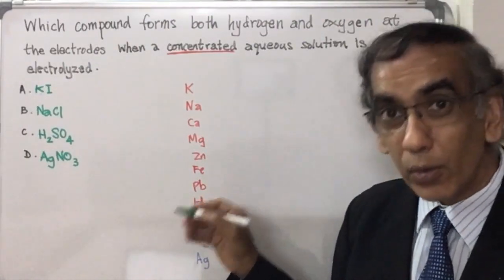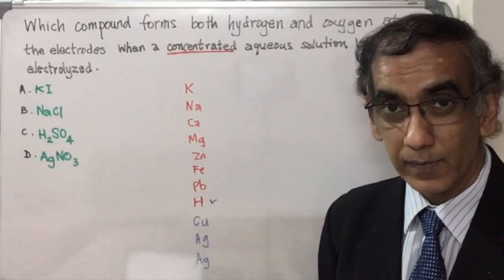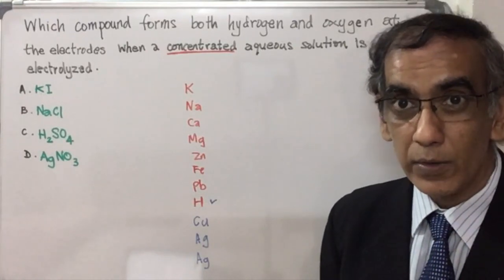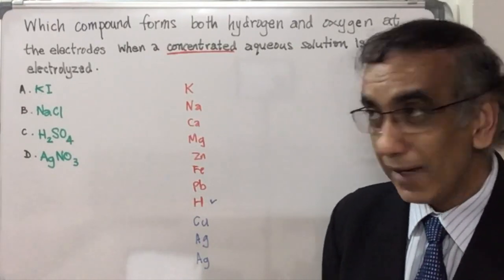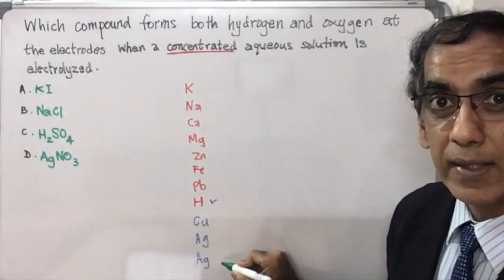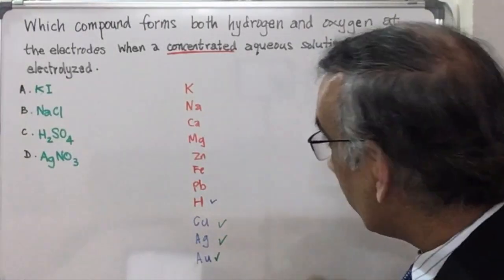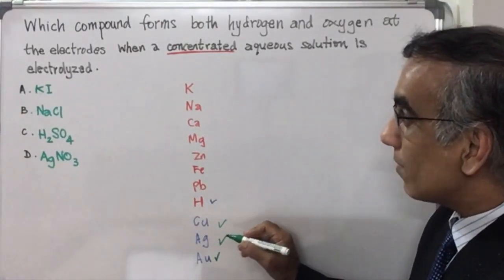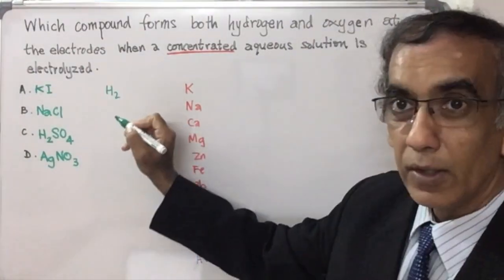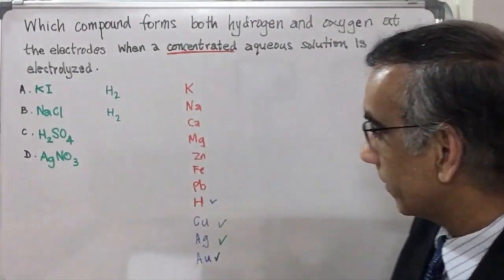And it's only when you have a concentrated solution, first of all, because if it's dilute, you're only going to get hydrogen. So if you have a concentrated solution and then you happen to have a metal ion that is below hydrogen on the electrochemical series, like copper, silver, or gold, it's only then that you would get these metals being discharged in preference to hydrogen. Potassium iodide, you're going to get hydrogen at the cathode. And here too, you're going to get hydrogen at the cathode.